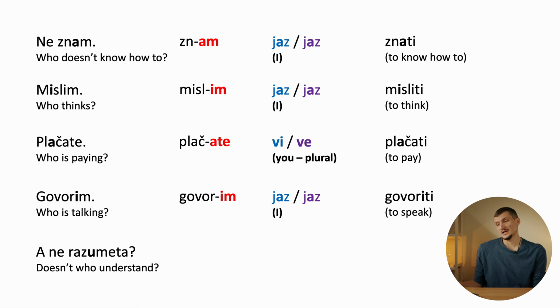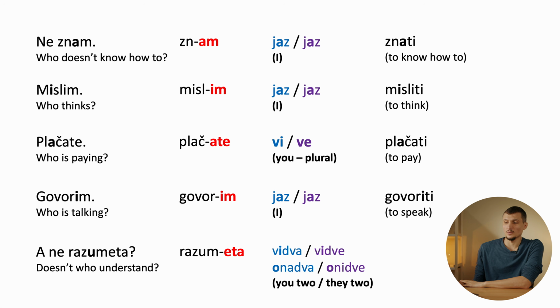A ne razumeta, ta, the most ambiguous ending, you two, they two, we can add the vowel, think of it as eta.